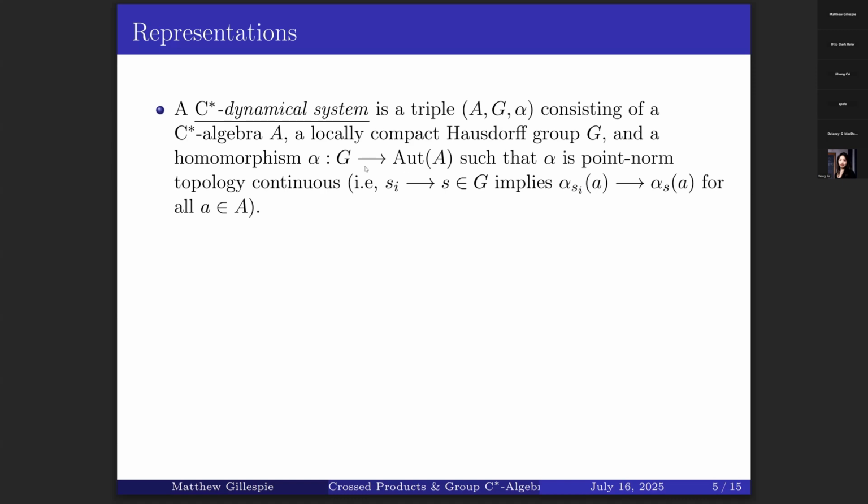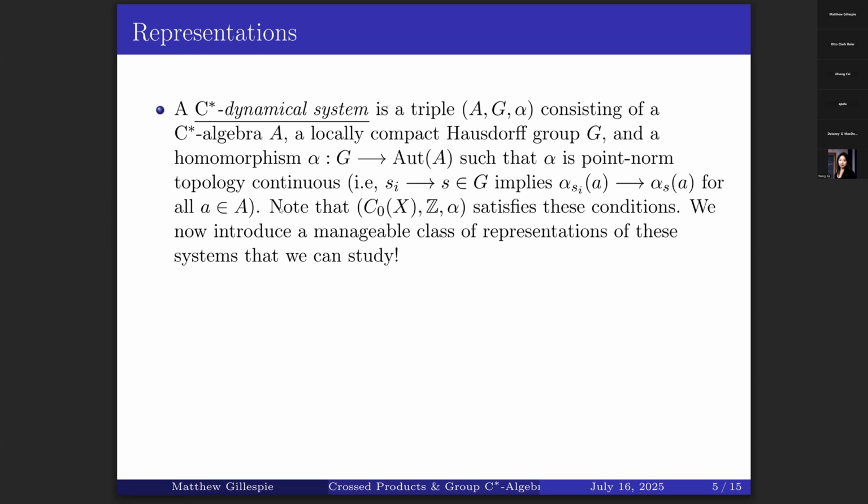So this is just a group action on A by automorphisms, and we stipulate that this homomorphism is continuous in the point norm topology on the automorphism group of A. What that means is that if I have a net s_i converging to s in G, that simply means that if I plug s_i into alpha and evaluate this at any point in A, this net will converge in norm on A. And that's for every single element little a in big A. And as I said, our original example, C0 of X, the integers, and alpha, will satisfy these conditions.